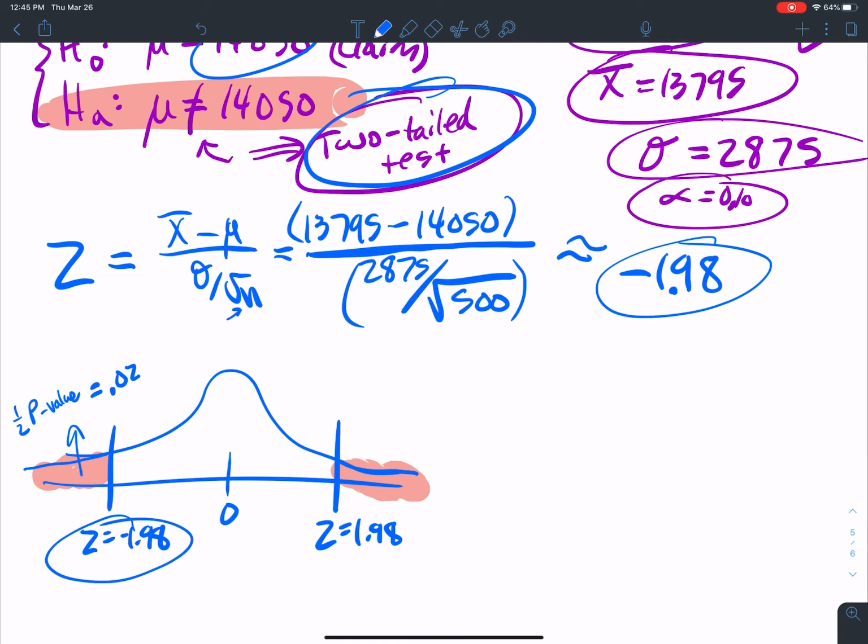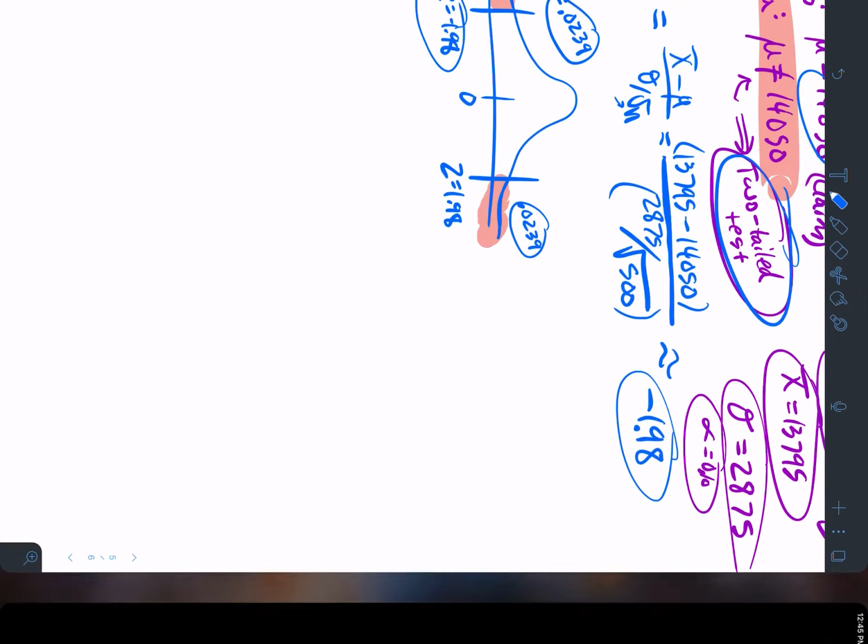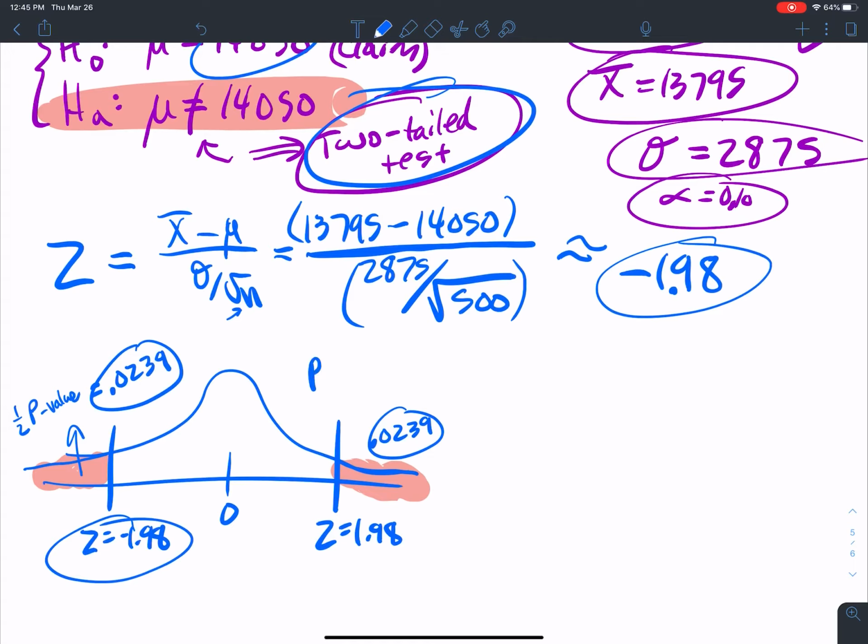So 0.239. That means there's 0.0239 over here. So how much total is that? 0.0239 times 2, which is 0.478. So the p-value is 0.478, I think is what I said.